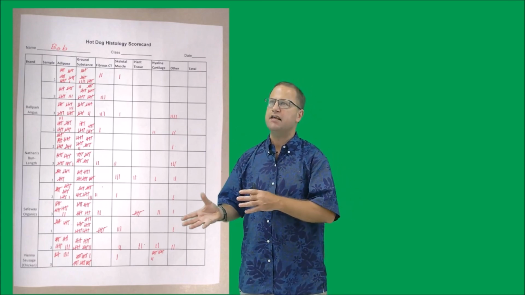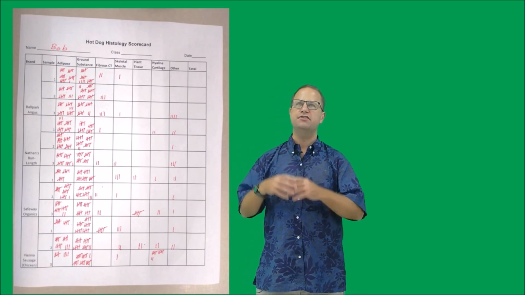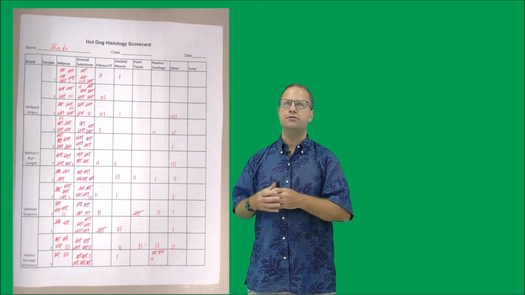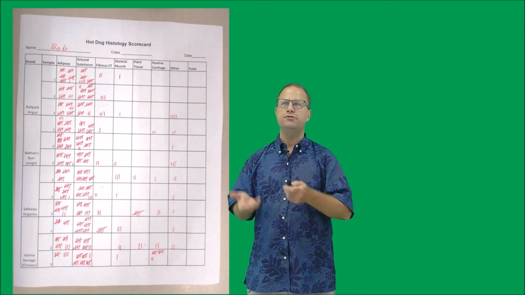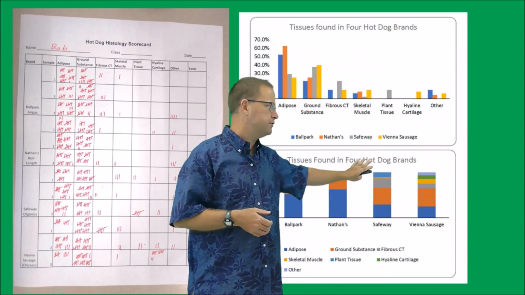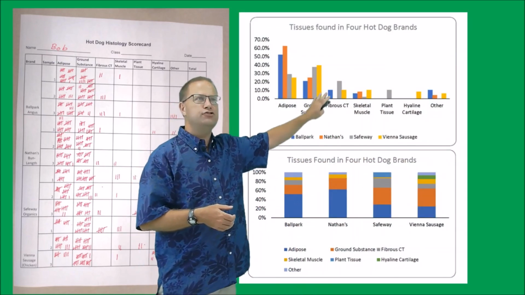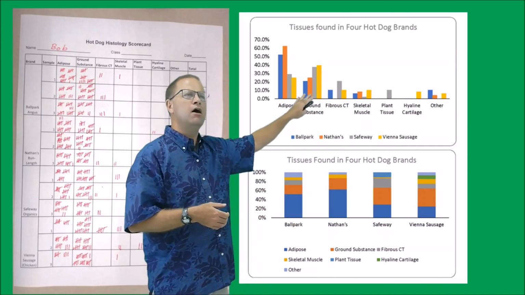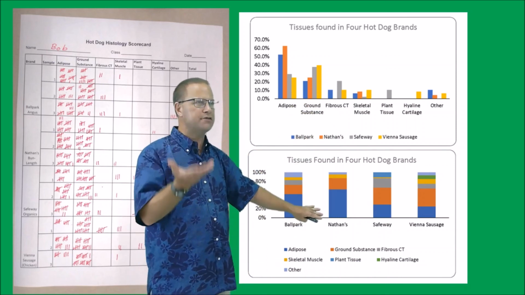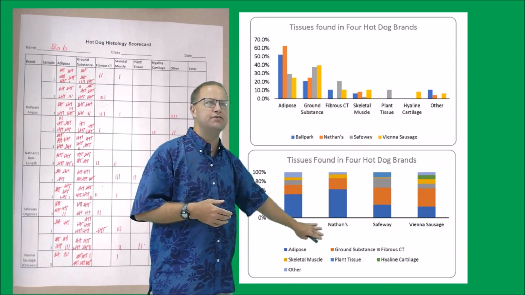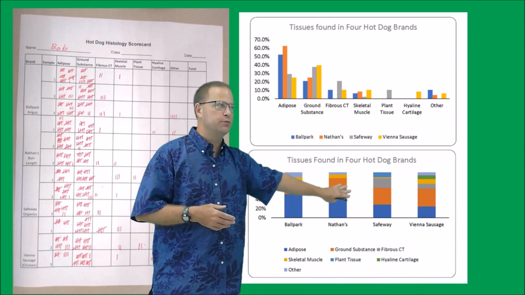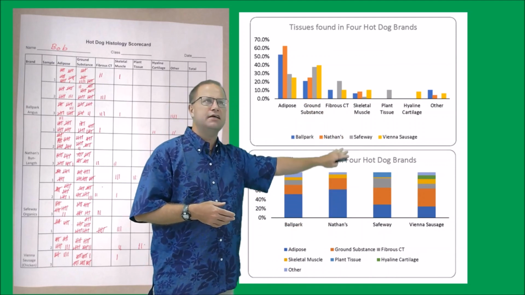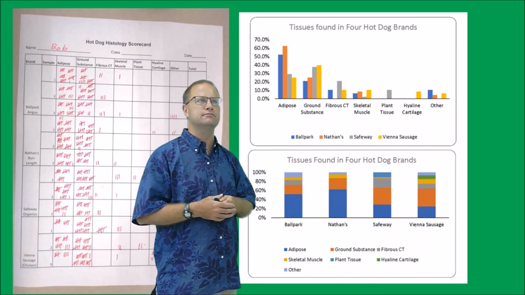Now, once you have those data points, you're then going to enter those into the spreadsheet that I've given you access to through the resources folder. Once you do that, you can generate some pretty cool graphs that look like this. So these graphs can show the proportion of different tissues found within our hot dog. And again, that's going to be our adipose tissue, our ground substance, the cartilage, etc. Now, these data aren't necessarily real data, but your graphs will look very much like these once you're done with your study. Okay, this concludes our introduction to the Hot Dog Histology Laboratory Exercise.